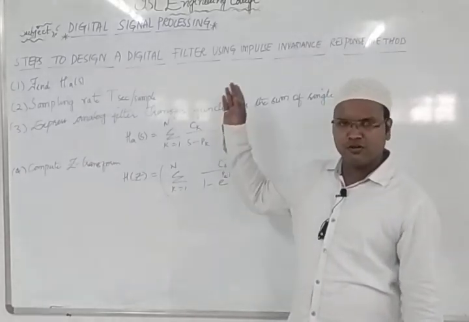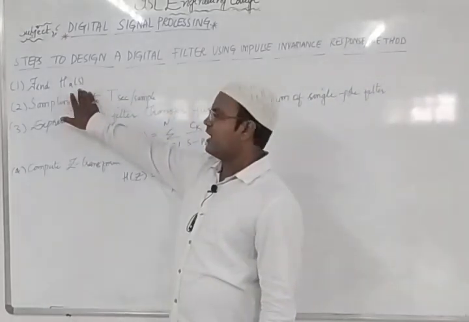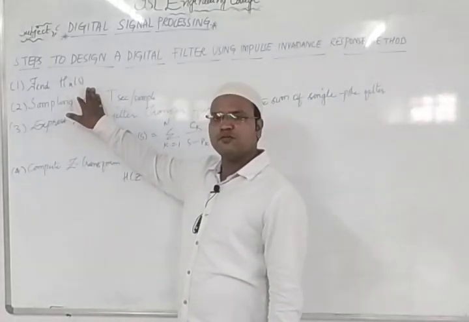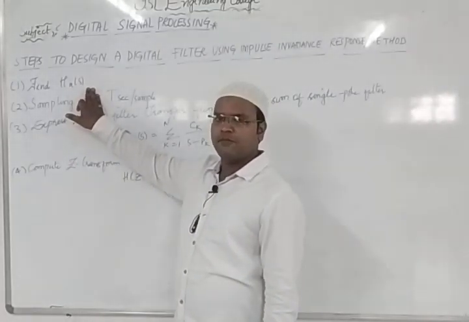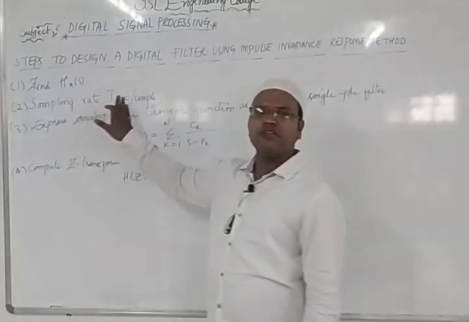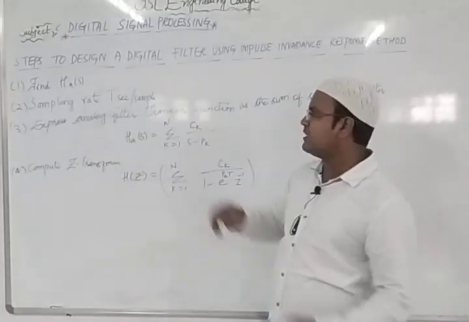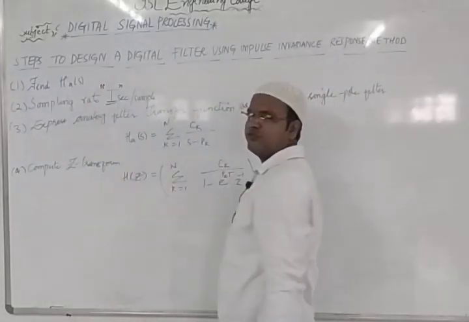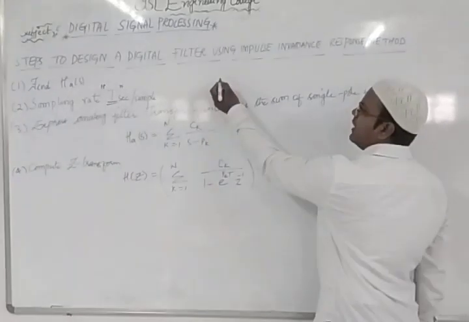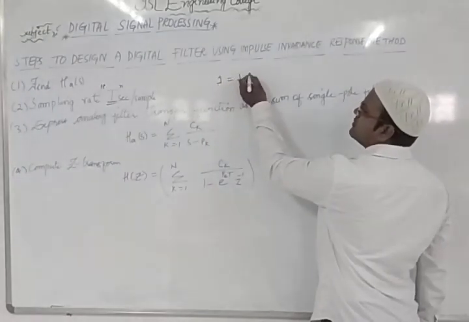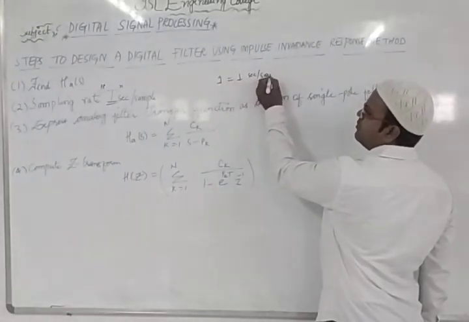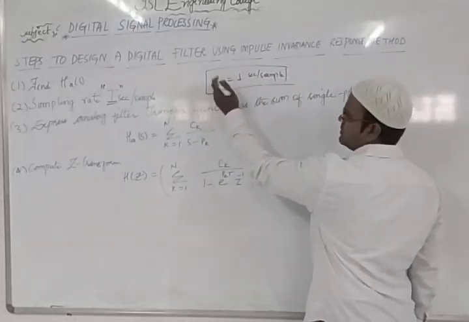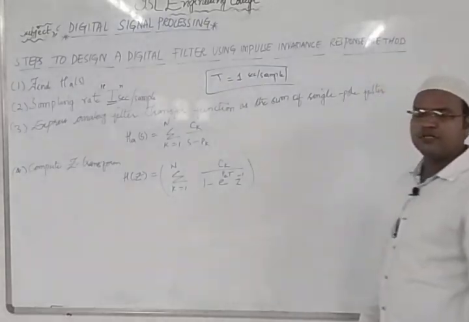So in this method also we need to first find H_A(S). That means whatever sequence we have should first be written in terms of the S domain. Then the sampling rate should be given as capital T seconds per sample. If the value of T is given, then you should consider it; otherwise, T is 1 second per sample. That we need to consider.